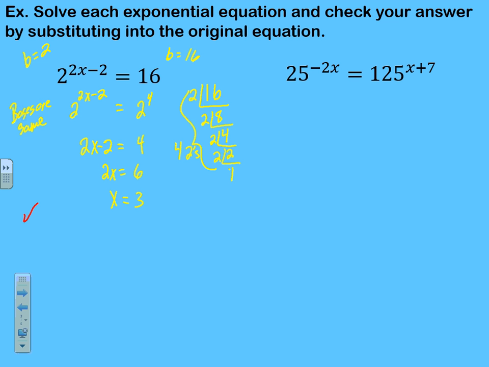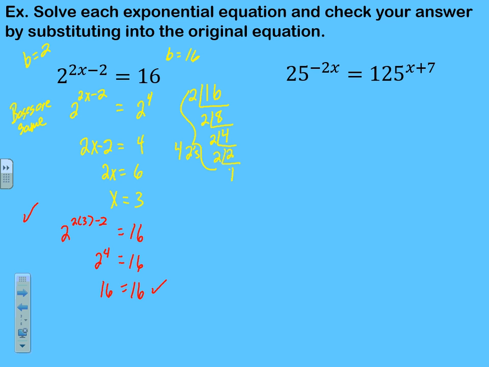So I'm going to take my answer, and I'm going to substitute it into the original problem. So I have 2 to the 2 times 3 minus 2 power being equal to 16. So if I say 2 times 3, well, that's 6, and 6 minus 2, that gives me 2 to the fourth power equals 16. And this is where we might want to check ourselves on a calculator and just say, is 2 to the fourth power 16? So if we say 2 to the fourth power on our calculator, we do get 16 to be equal to 16. So we know that x has to equal 3 for our answer in this case.